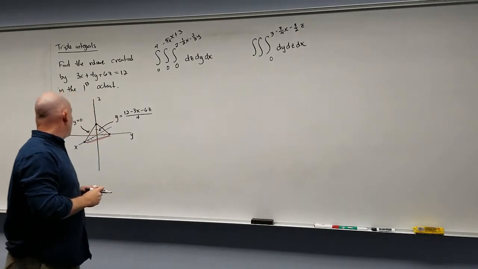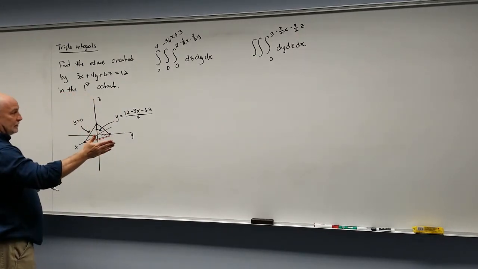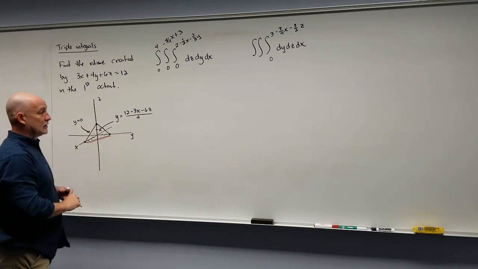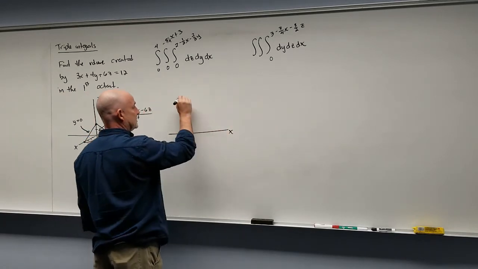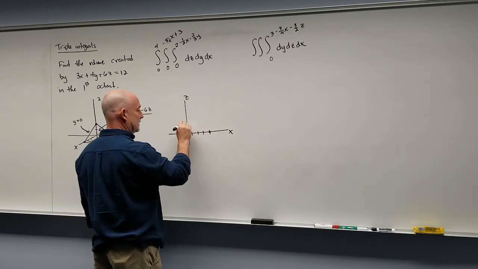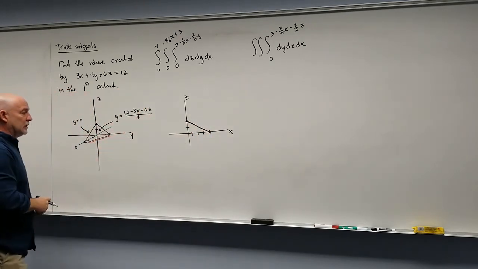Okay, so now that we have integrated out the y's, imagine all the y's collapsing so this thing only sits in the x, z plane. So now this collapses here to my xz plane. X was out here at 4, z was at 2. So there's the region, that little triangle region we need to integrate across.